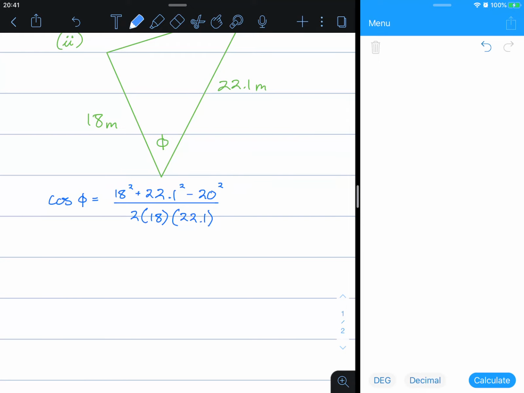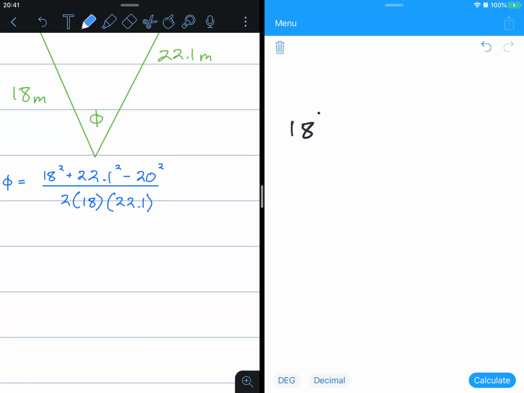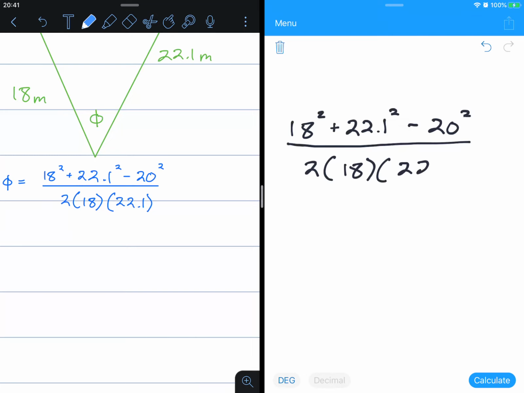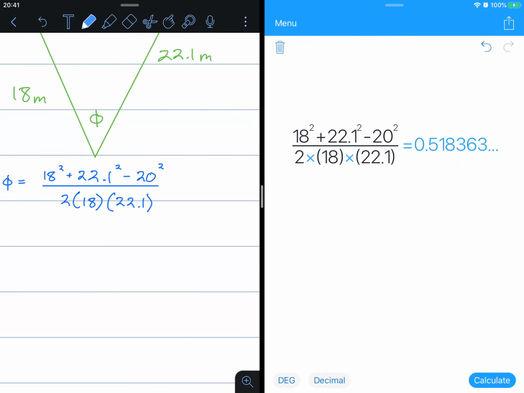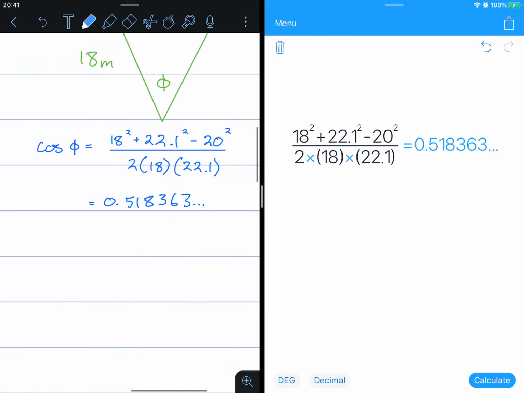Evaluating that first. 18 squared plus 22.1 squared minus 20 squared all over 2 times 18 times 22.1. This gives us 0.51833. And to calculate for phi, we take the inverse cosine of both sides.